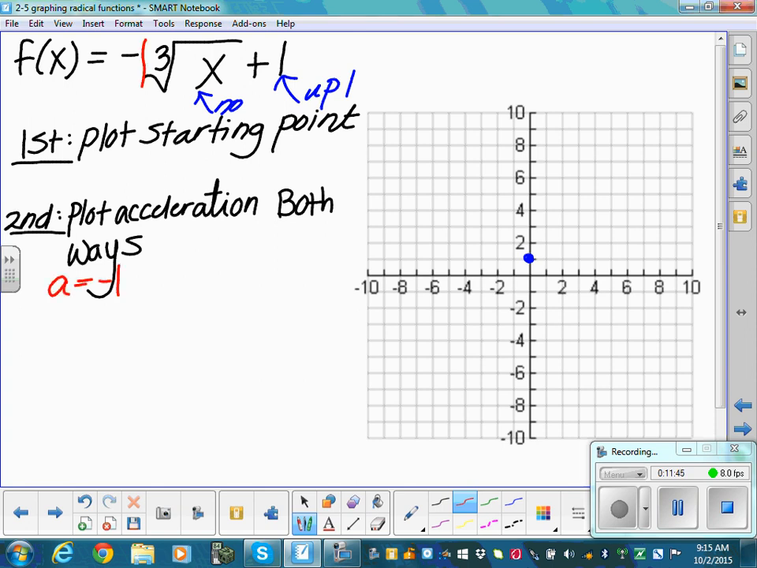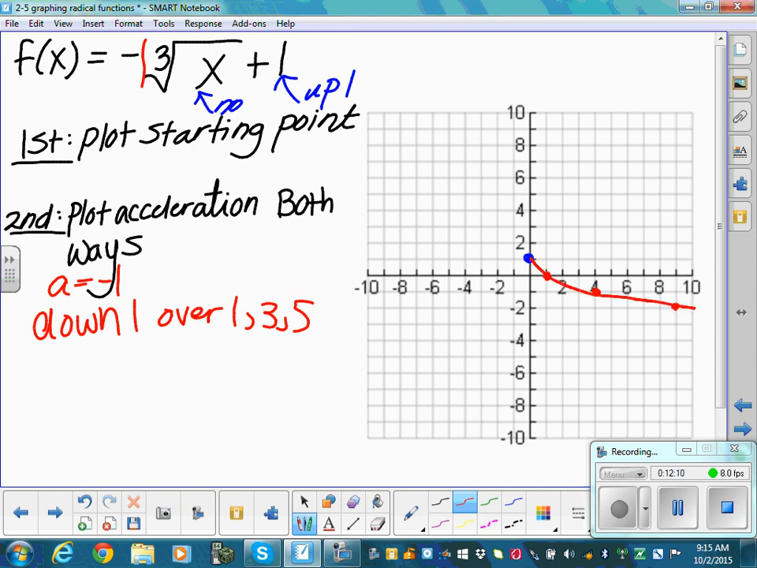A is negative 1. So we're going to be going down 1, and then over 1, 3, 5. So down 1 over 1, down 1 over 1, down 1 over 1, 2, 3. Down 1 over 1, 2, 3, 4, 5.